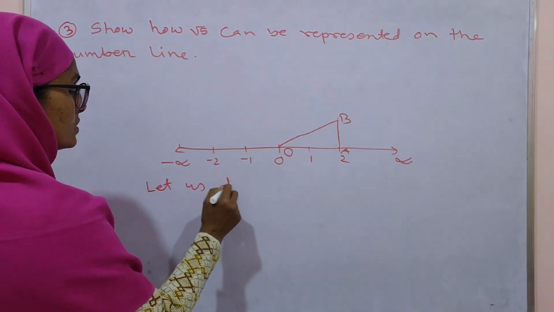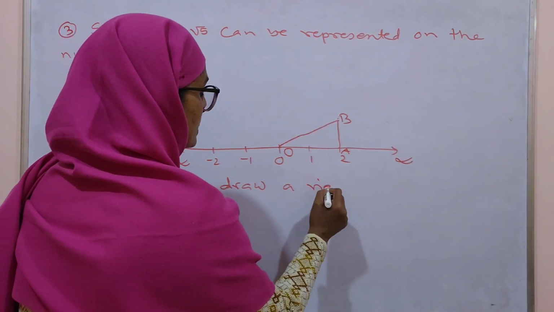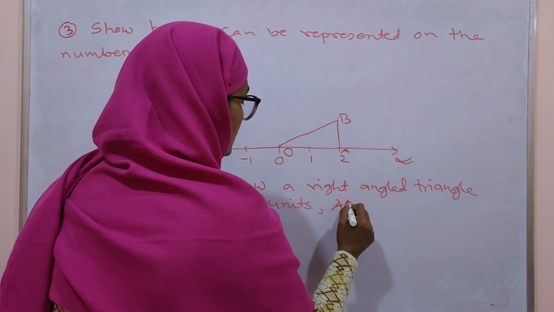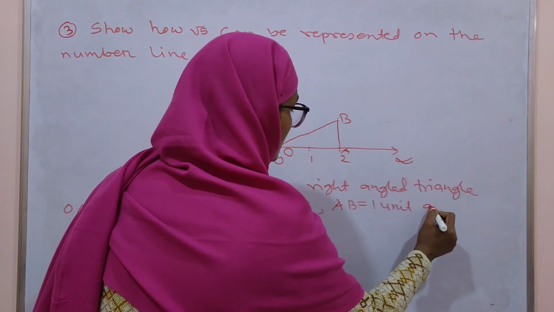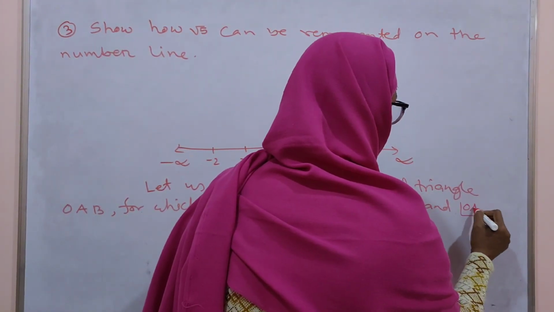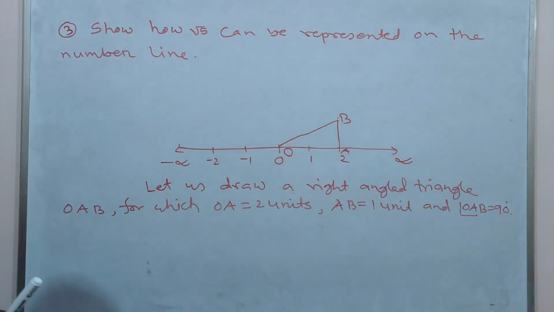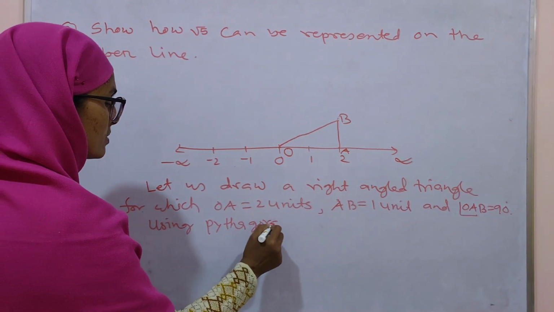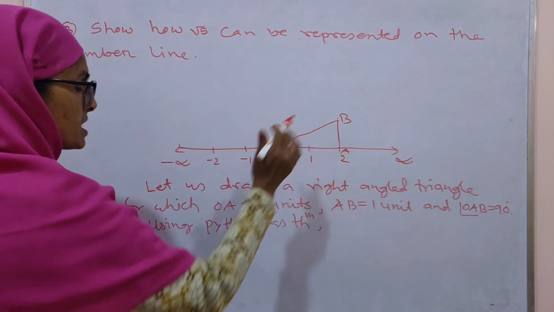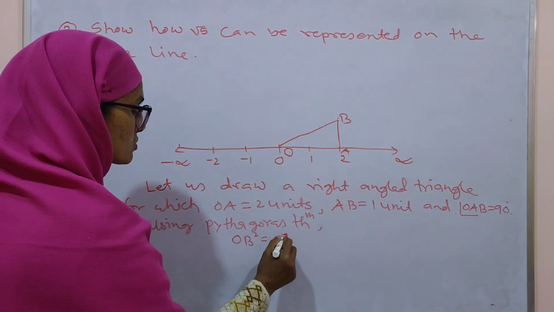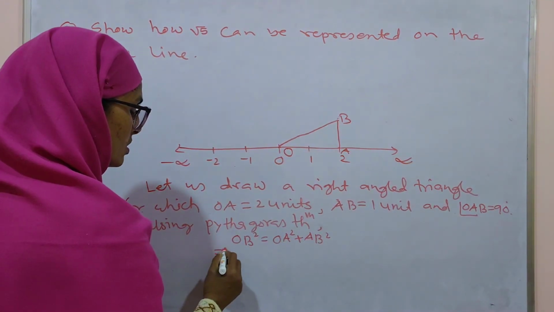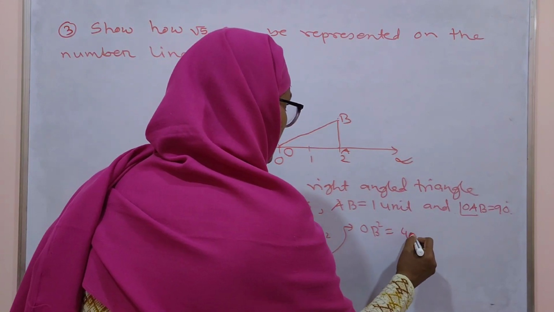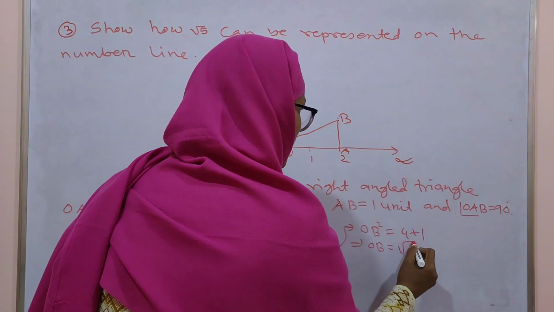You have to write in this way: let us draw a right angle triangle OAB, for which OA equals 2 units, AB equals 1 unit, and angle OAB equals 90 degrees. Using the Pythagoras theorem, OB square equals OA square plus AB square, or OB square equals 2 square plus 1 square, or OB square equals 4 plus 1, or OB equals root 5.